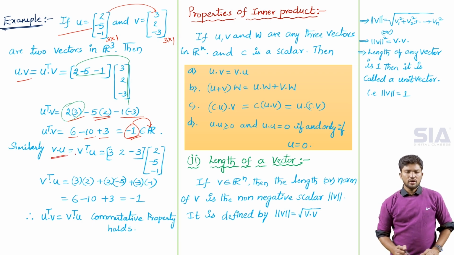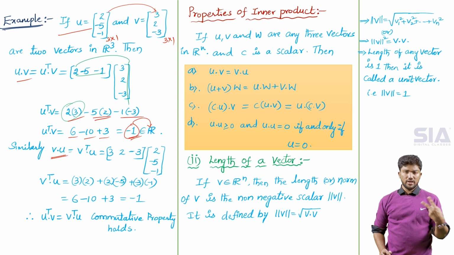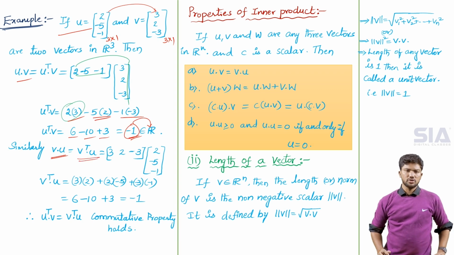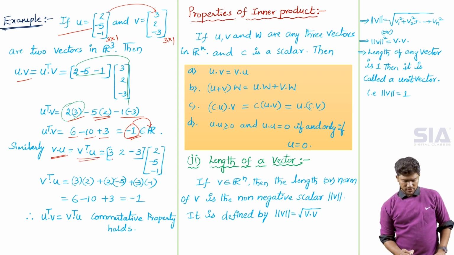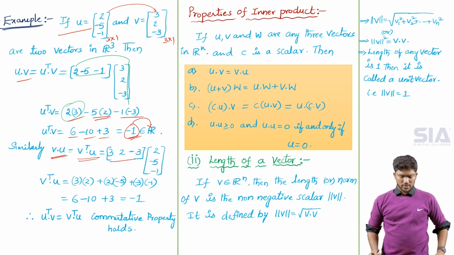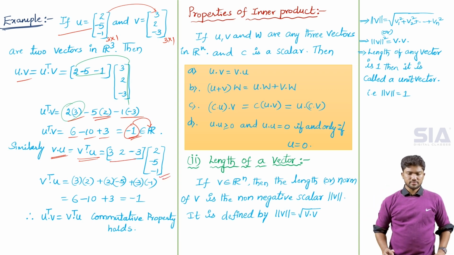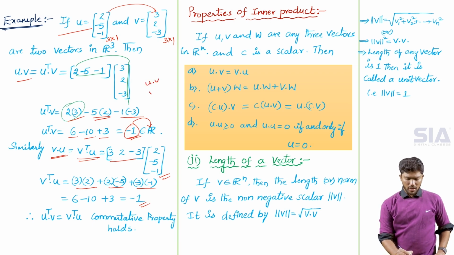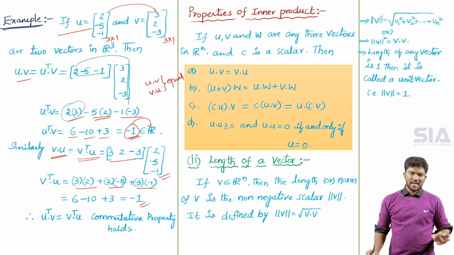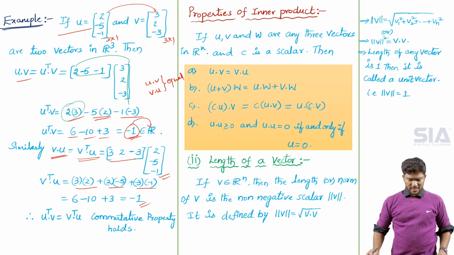Similarly, if you take the reverse, v into u, then v transpose into u. So 3 2 minus 3, 2 minus 5 minus 1. So 3 into 2, 2 into minus 5, minus 3 into minus 1, again you will get minus 1 only. That means if you take u into v or v into u, both values are equal. Both values are scalars, equal to minus 1.